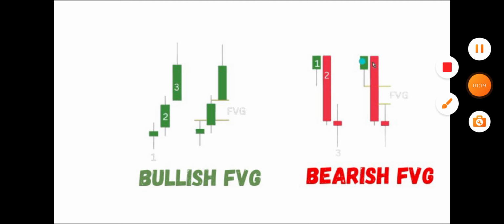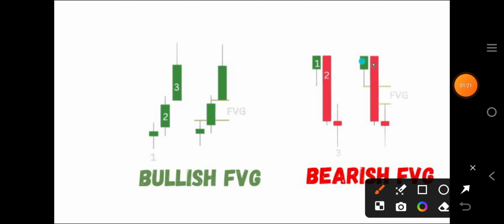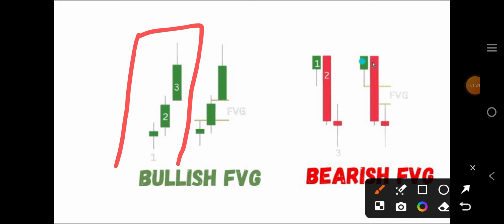Now in this example, we have the first candles here. We have three candles, 1, 2, 3. If you notice very well, the wick of the first candle touches the wick of the second candle, and the third candle does not even have any wick. So there's no connection between this third candle and this second candle. So this is a perfect fair value gap.